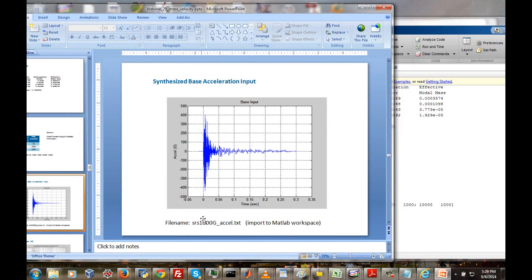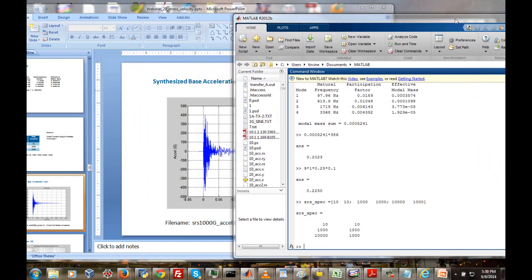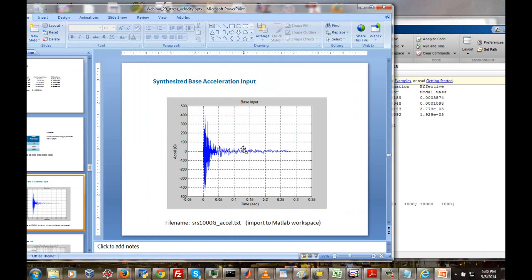It's called SRS 1000G underscore Excel.txt. And I have a note, import to MATLAB workspace. And actually we've already done it because I've now established that as a library function. So this is the time history that satisfies that SRS. And it's the same one as shown on this plot here.